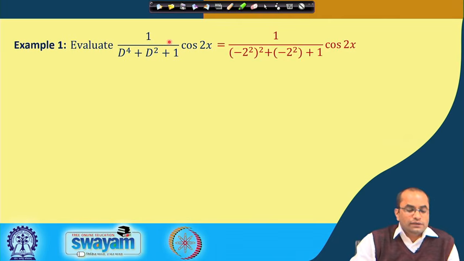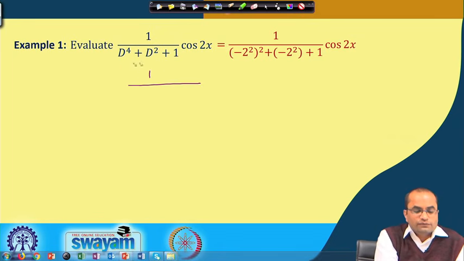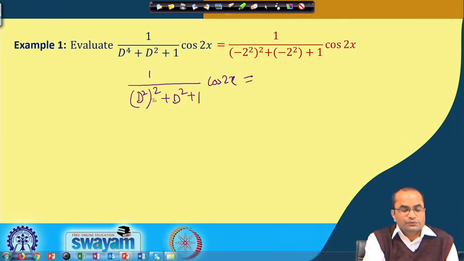This is a very simple case, because we have everything in d square form. We can write d power 4 as d square whole square, plus d square plus 1, applied on cos 2x, and then this d square will be replaced by minus 4.